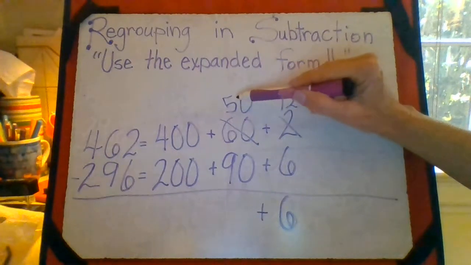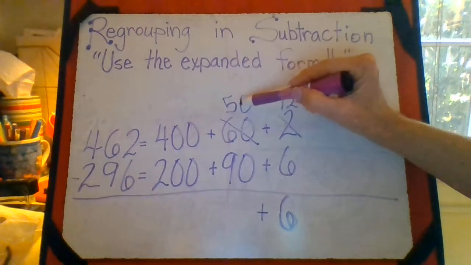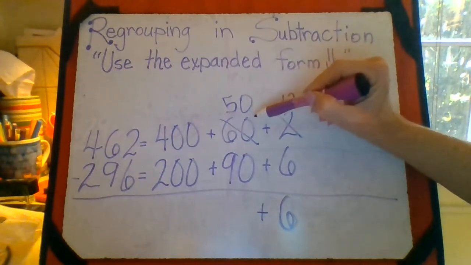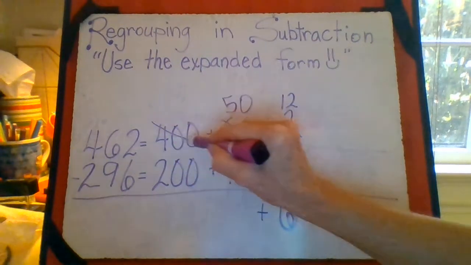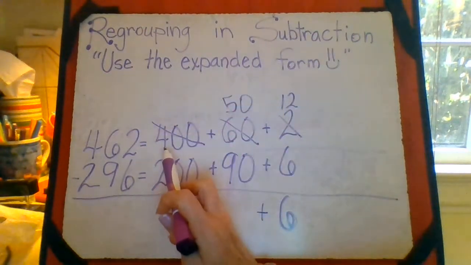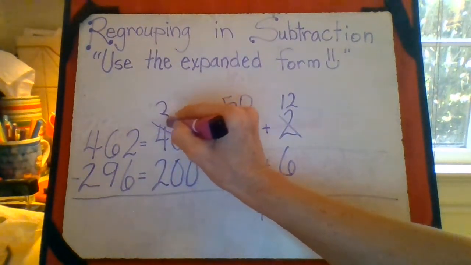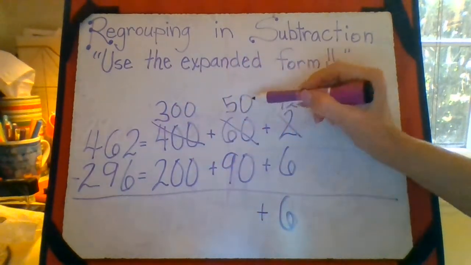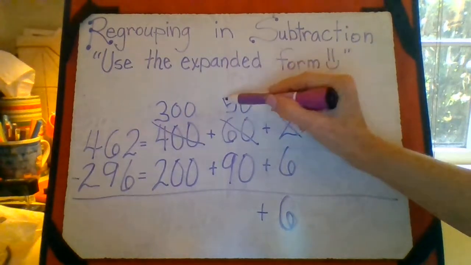I cannot subtract 50 minus 90. The tens are not big enough on top. So I'm going to go next door and get some more. I'm going to go over to the hundreds and I'm going to get 100. It's not 400 anymore. He's going to drop down to 300. And that 100 is going to go over here to the 50. 100 plus 50 is 150.